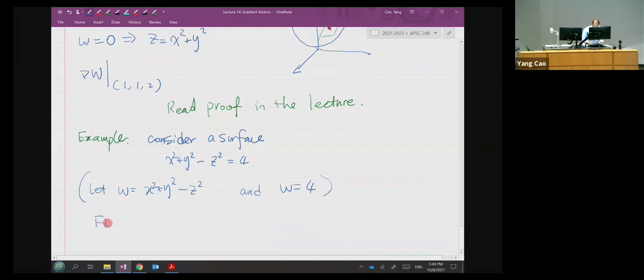The question is, can you find a tangent plane at (2, 1, 1)? So basically, can we find a tangent plane at (2, 1, 1)?